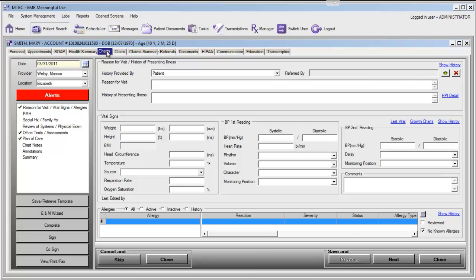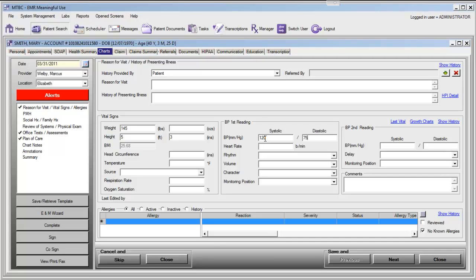Once we open up the Charts tab, we now have space to enter the vital sign information, including height and weight and blood pressure readings. Here, let's put in a weight for this patient, and a height, and a blood pressure reading. You'll notice that the BMI is automatically calculated at the time of entering height and weight, and the blood pressure is recorded as structured data.